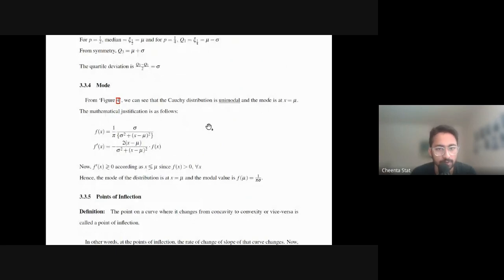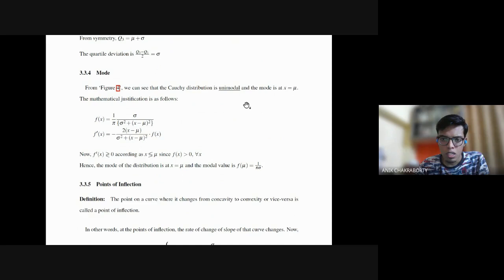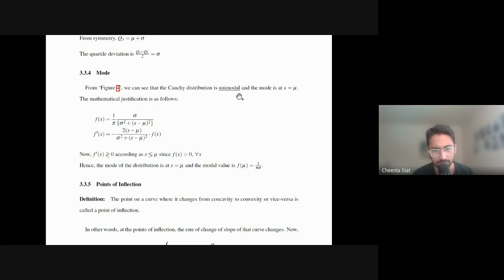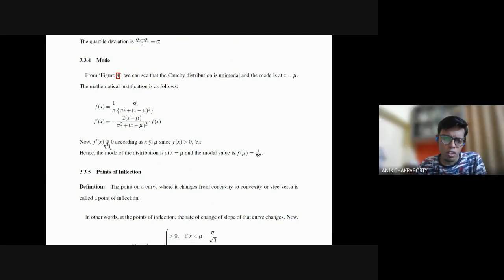Okay, mode. Let's say unimodal. From the shape, we can see the Cauchy is unimodal as it is bell shaped, and the mode is the point of symmetry, the line of symmetry x equal to mu. Absolutely. We can find the mode by calculating the derivative and equating it with 0; the mode comes out to be x equal to mu, and the modal value is 1 by pi sigma.